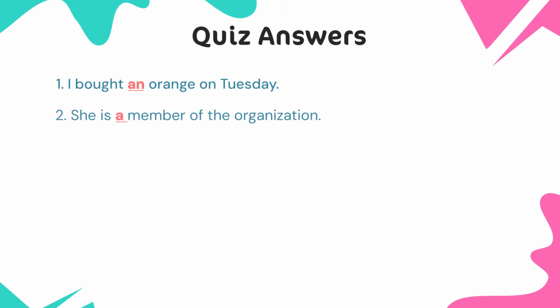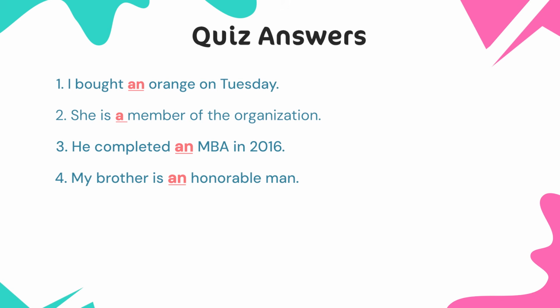Number 3, he completed an MBA in 2016. Let's remember that acronyms are not words per se, but they also have initial sounds. And because the initial sound in MBA is a vowel sound, we say an MBA. Number 4, my brother is an honorable man.